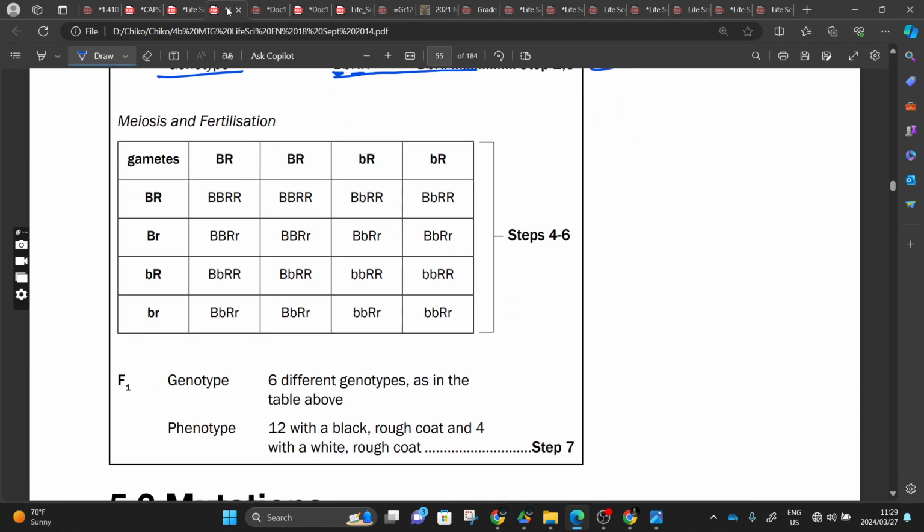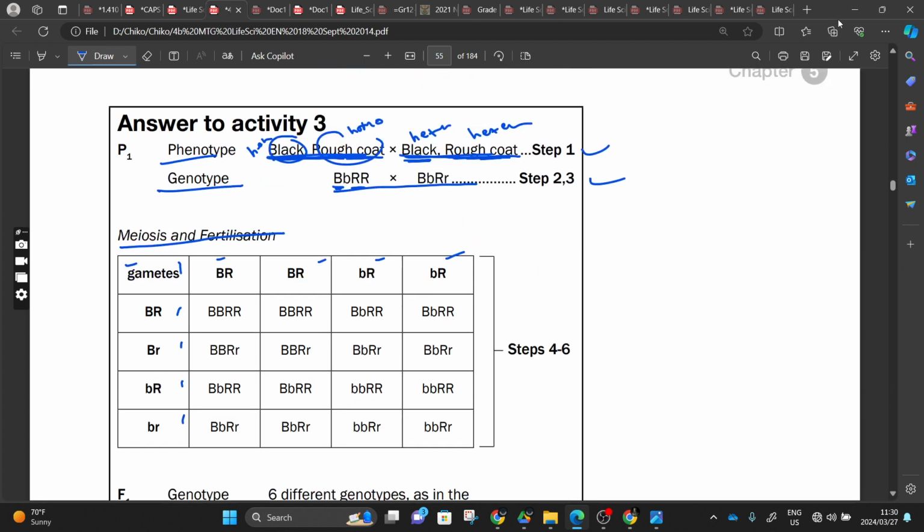So guys, step one, step two: for genotype, you write genotype, right? We move on. You go to our Punnett square, five going this side, 1, 2, 3, 4, 5, and 1, 2, 3, 4, 5 going down the side. Then from there you write your meiosis and fertilization gametes. They didn't write the gametes. Where are the gametes? We'll need gametes, and this and this will be BR, BR, BR, BR. And then this side will be BR.